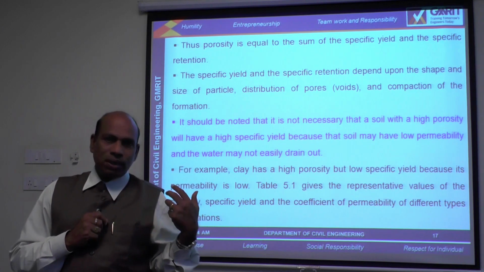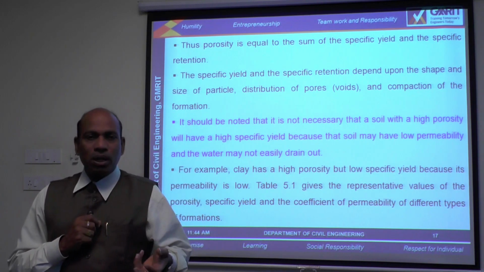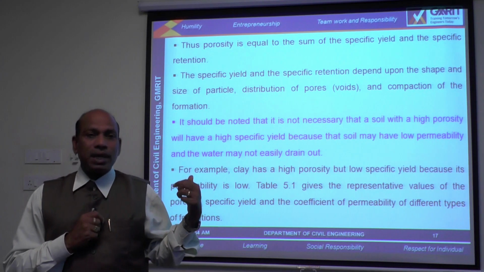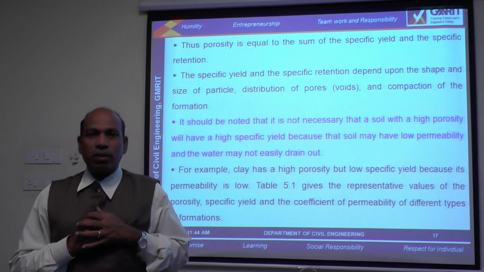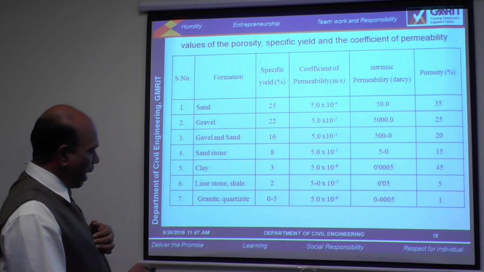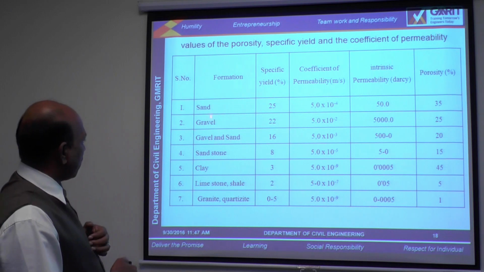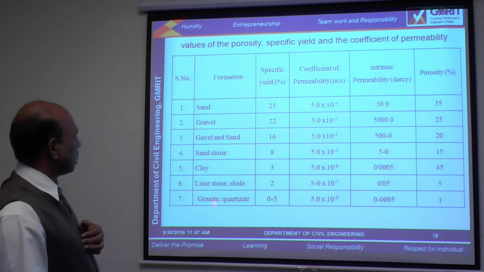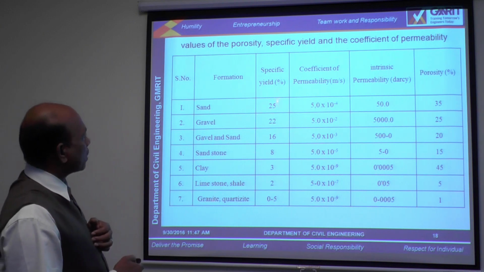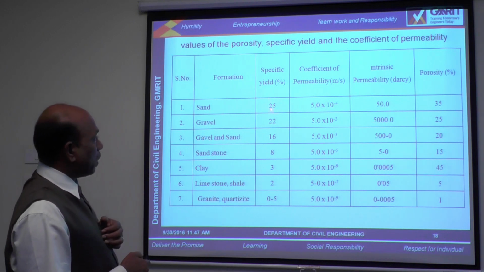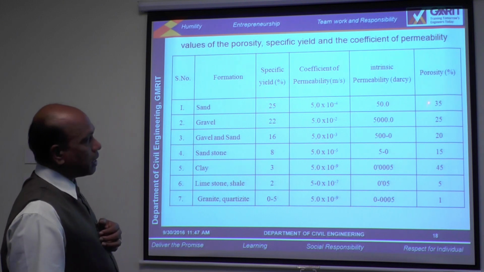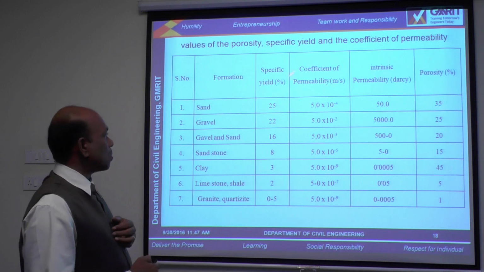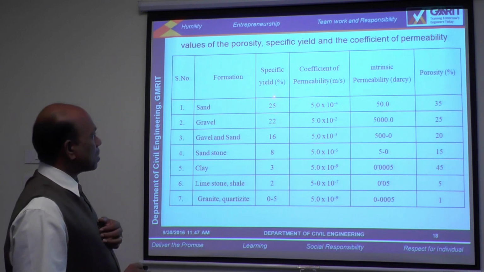Whereas sand is highly permeable and also highly porous, and its specific yield is high, around 25%. So these are the values for sand, gravel and sand, sandstone, clay, limestone, shale and granite. Here sand has a specific yield equal to 25%, and the porosity is 35%. So if the porosity is more, the specific yield is also more.